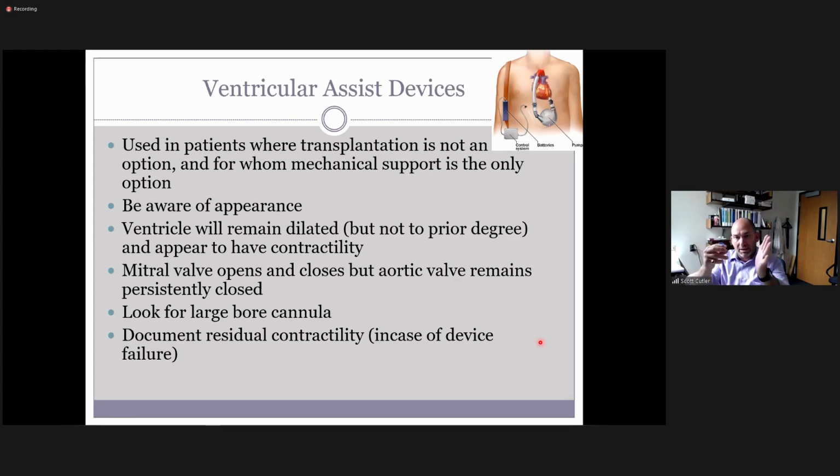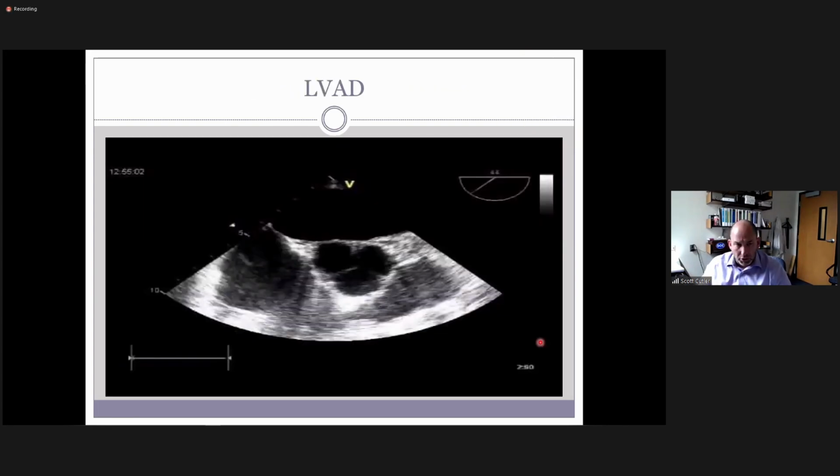So we don't want that cannula pressing into a wall or the volume of the heart being so low that it collapses in on the end of that cannula. That's obviously problematic. So those are things that we look for to make sure that it still has flow. Otherwise, we might have device failure.